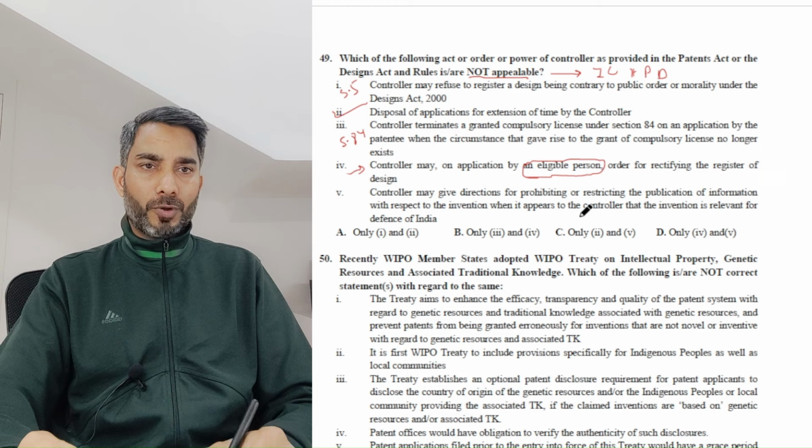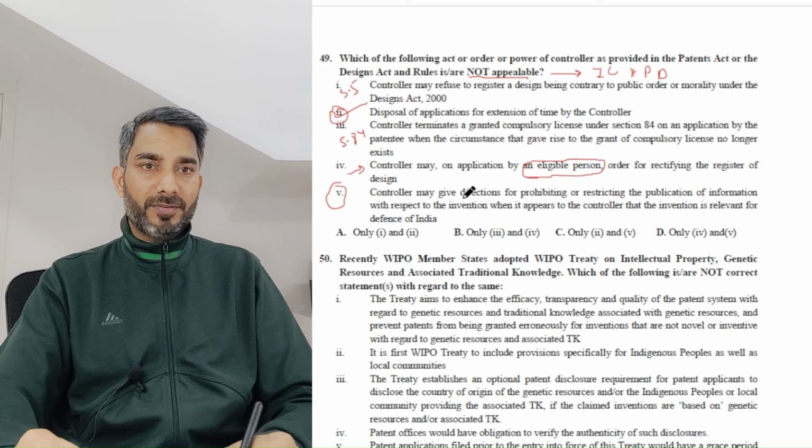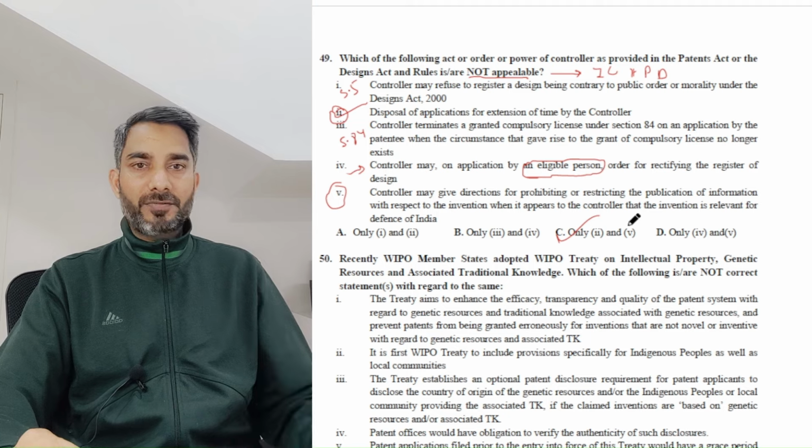Controller may give direction for prohibiting or restricting the publication of information with respect to invention when it appears to the controller that the invention is relevant to defense. Oh, this is not appealable for sure. This is not appealable, and time extension is not appealable either. So 2 and 5. Do we have 2 and 5? Option C gives us 2 and 5.